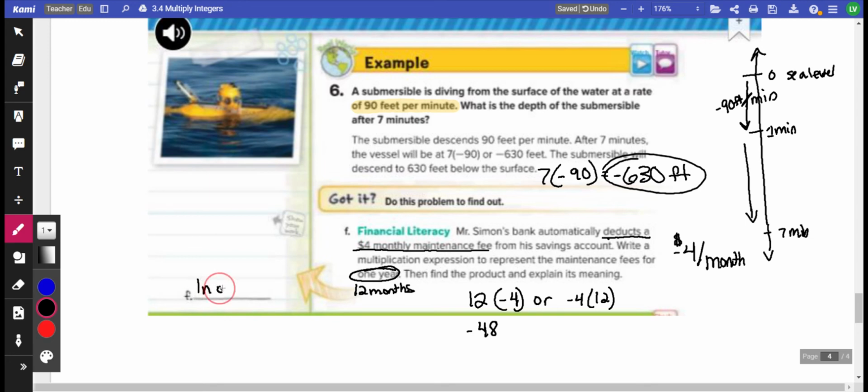So in 1 year, Mr. Simone is going to have $48 deducted from his account.